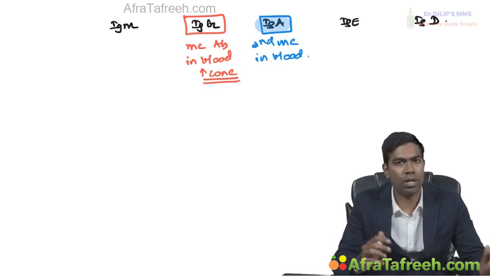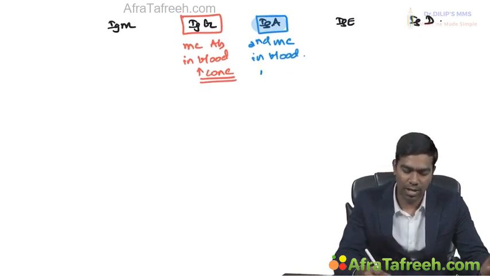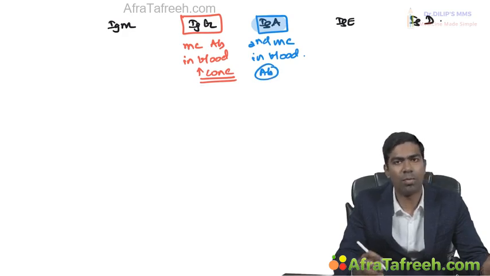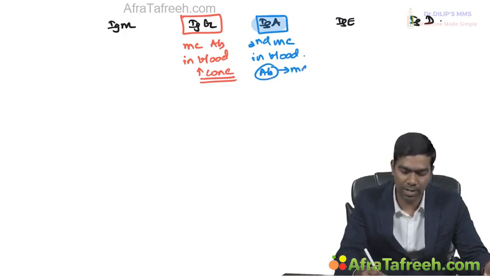But IgA has one important excellent property. This is the antibody that is most common in the body, which means this is the antibody that is present in maximum concentration, that is maximally secreted by the body.